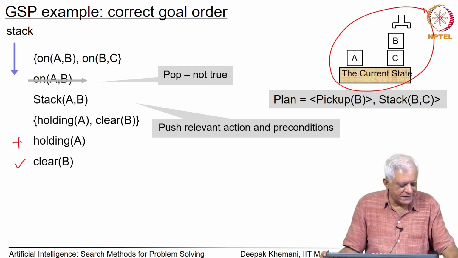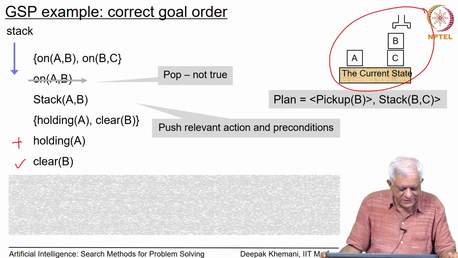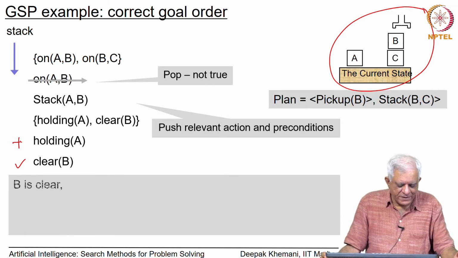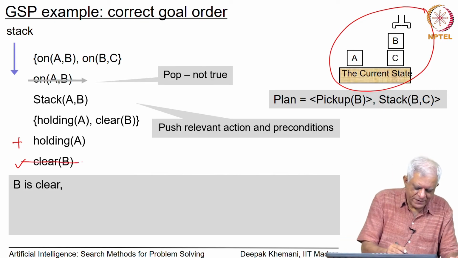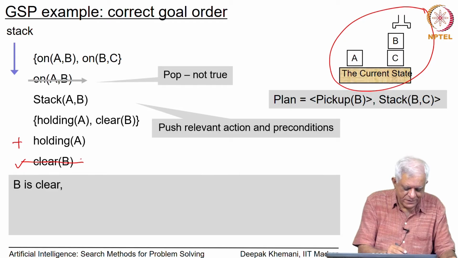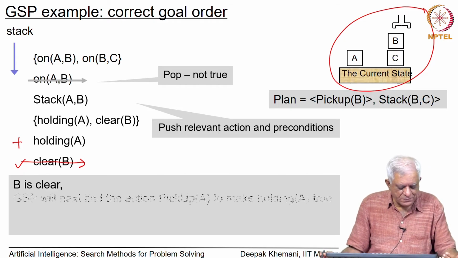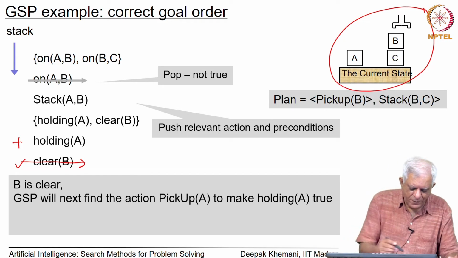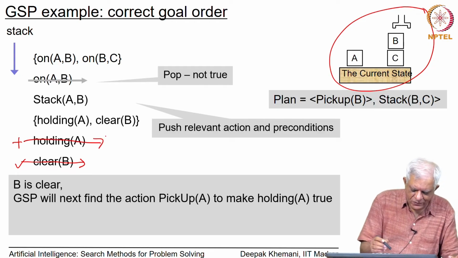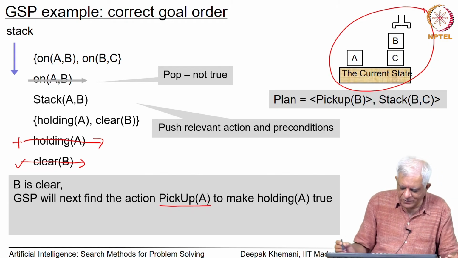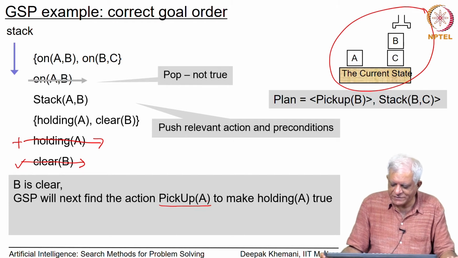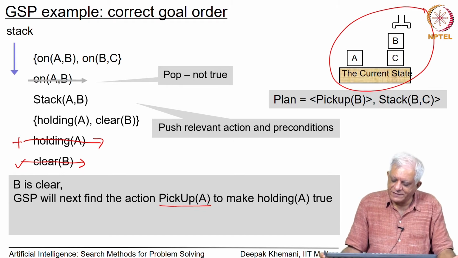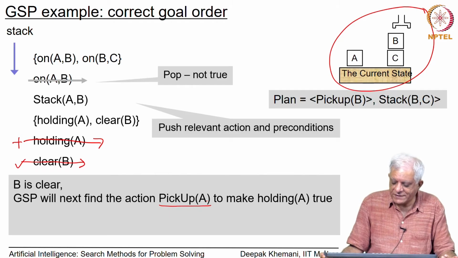We will not go through the details again, you can work it out yourself, but we will just make the observation that B is clear. So, when you pop B, you do not have to do anything from it, but when you pop holding A, then you will have to add the action pick up A to make it true essentially. So, it will do that. Pick up A is applicable in the given state, as you can see the arm is empty and A is on the table and there is nothing on top of A.